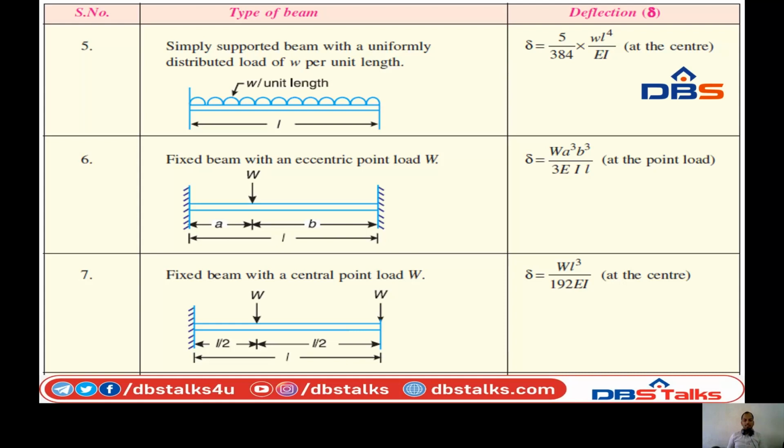Then a fixed beam with an eccentric point load W, previously it was a simply supported beam. Delta is equal to W into a cube b cube by 3EIL. Next, a fixed beam with a central point load. That was the eccentric load, this is the central load. So WL cube by 192EI.